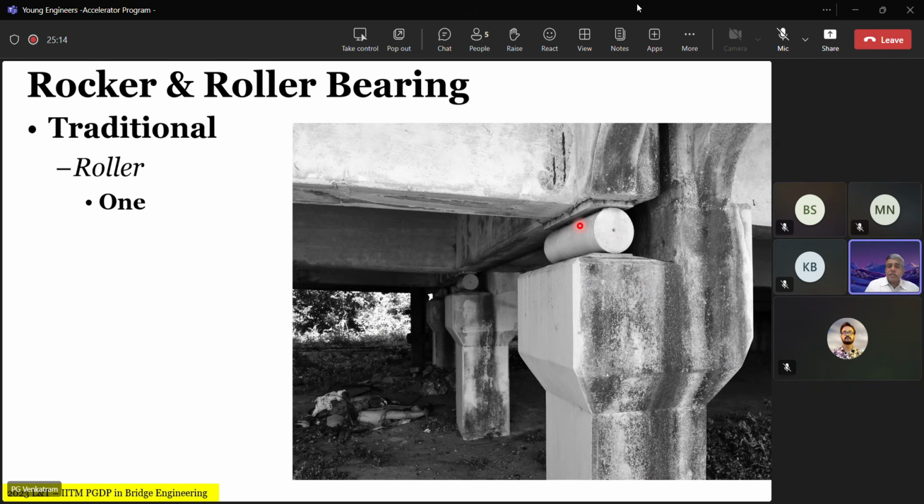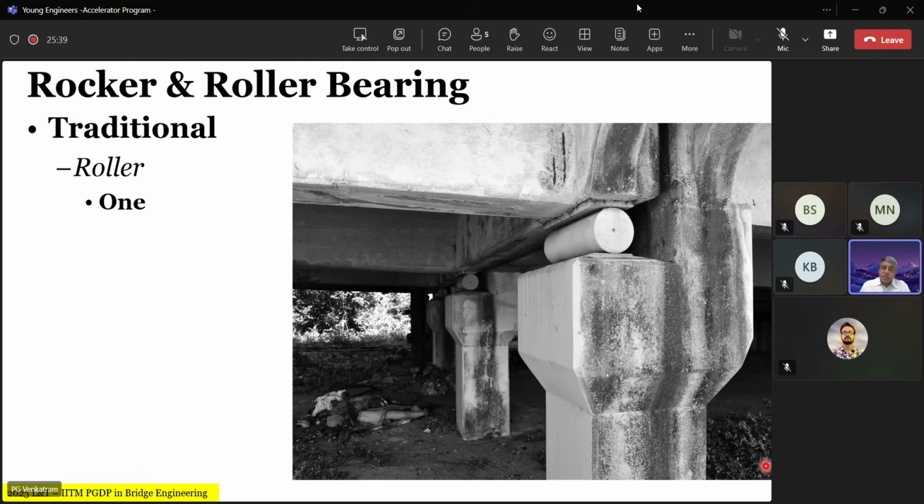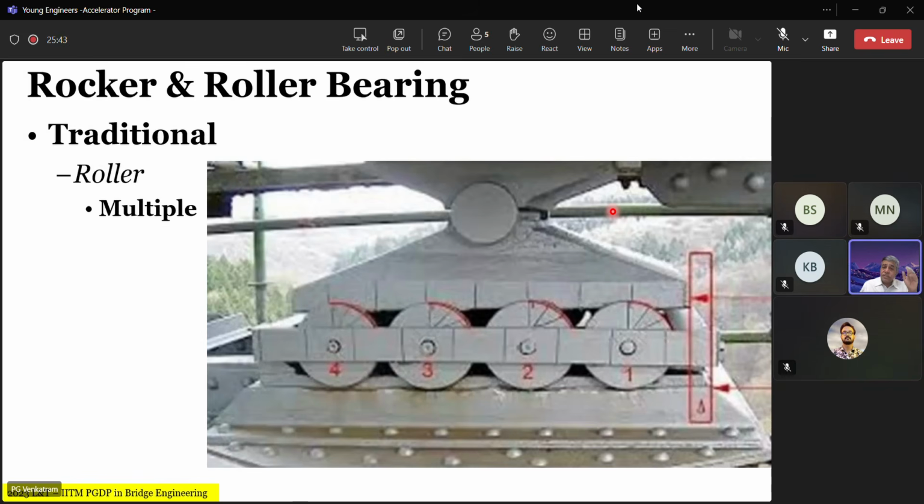Now, they also suffer from certain defects in the long term. They require significant maintenance, and if you don't do it, quite a lot of them stop functioning properly. If they stop functioning properly, your assumed boundary condition becomes meaningless, a purely theoretical assumption. Okay. So these are the traditional rocker and roller bearings. What you saw here was a traditional roller with a single roller. Then you also have a lot of examples of a traditional roller with multiple rollers.